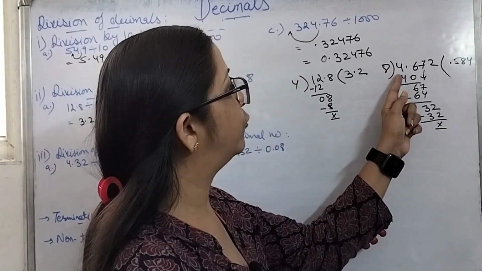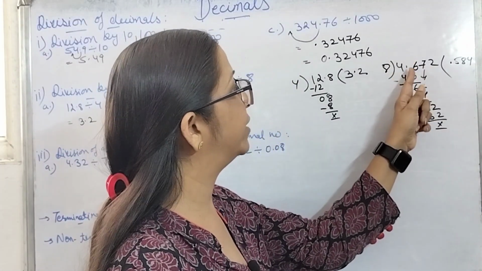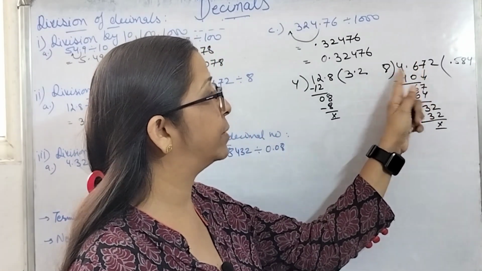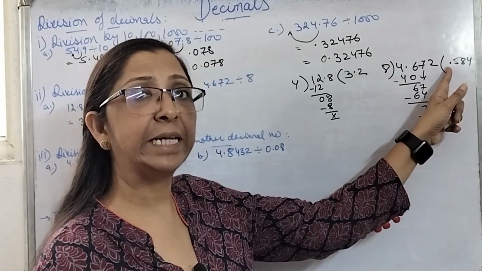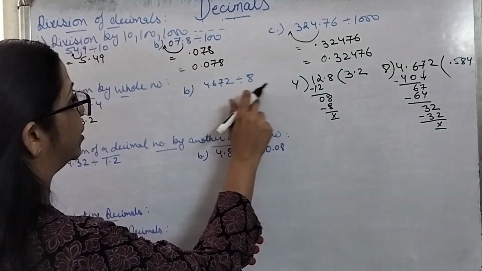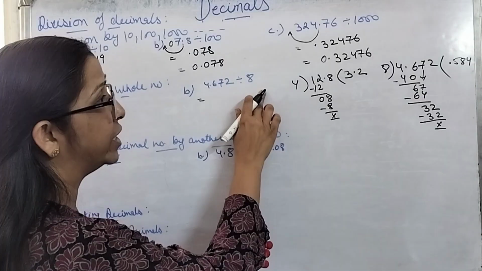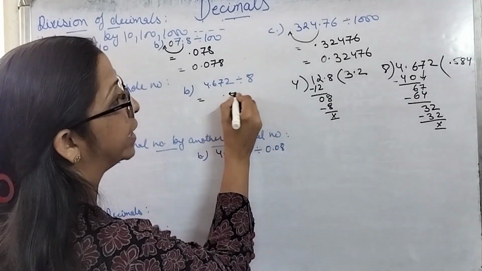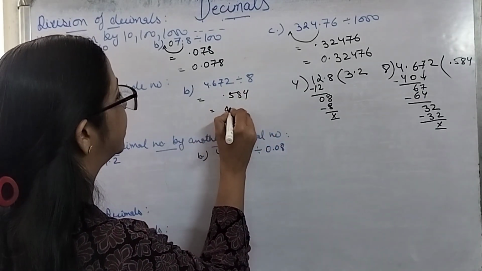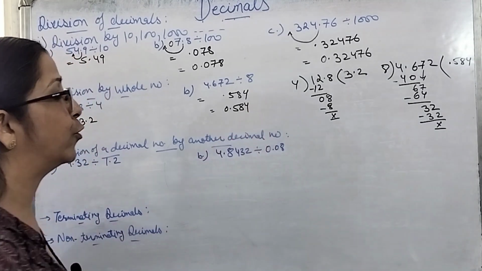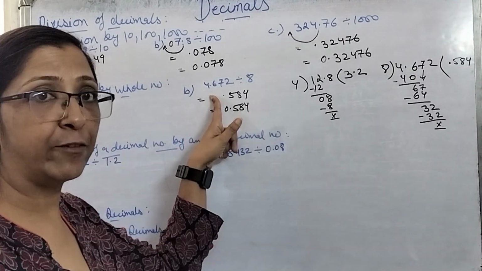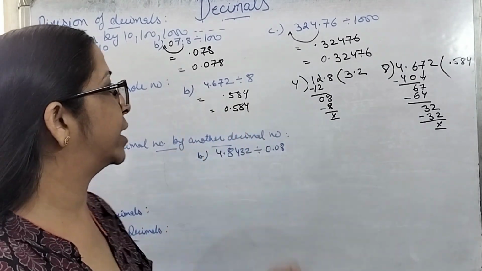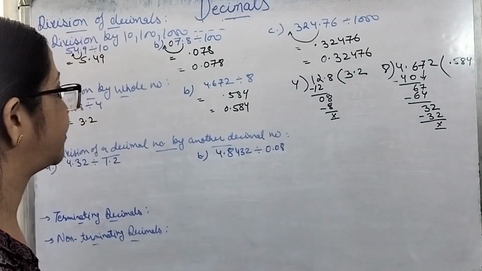So when we will be dividing 4.672, because directly we are using the digit which is after decimal, in the quotient we will be applying decimal directly. So the quotient of these two will be your 0.584, or it could even be written as 0.584, because there was no integral part. That's the reason we have taken 0 as the integral part.